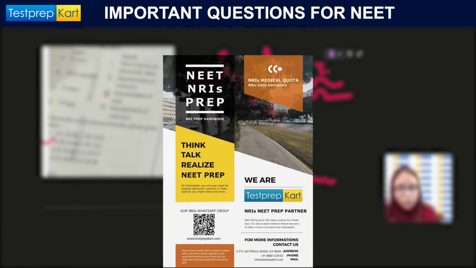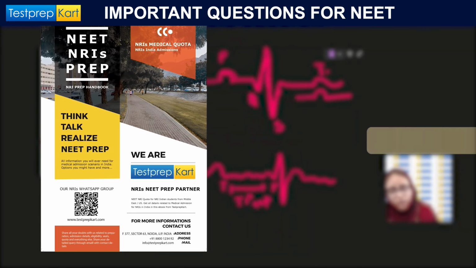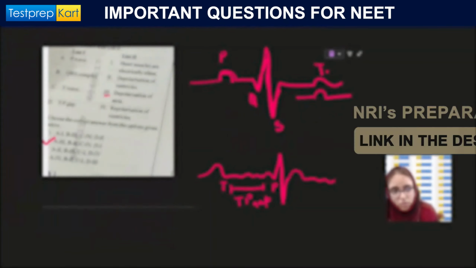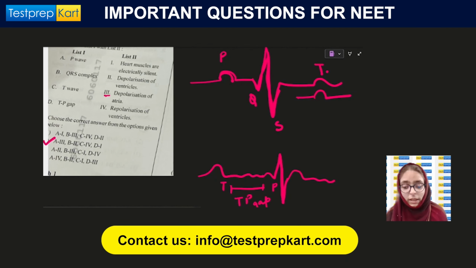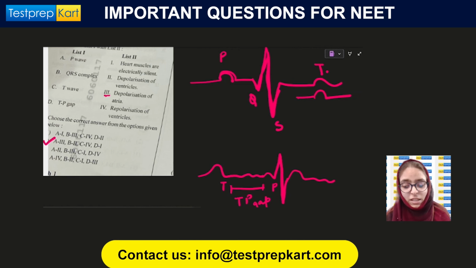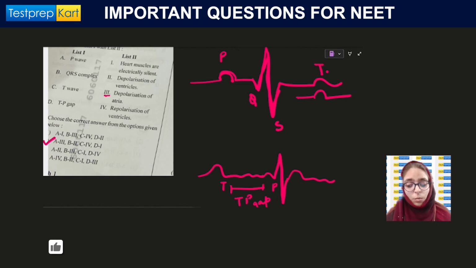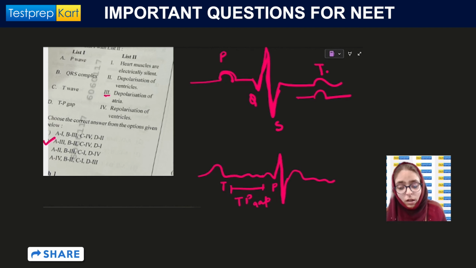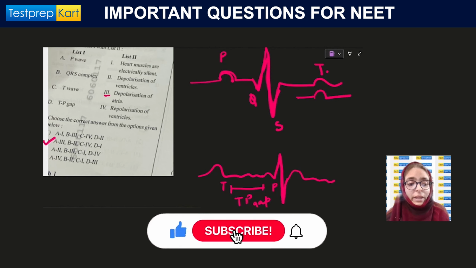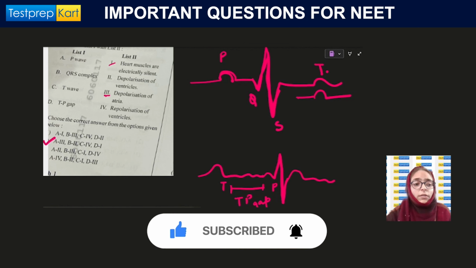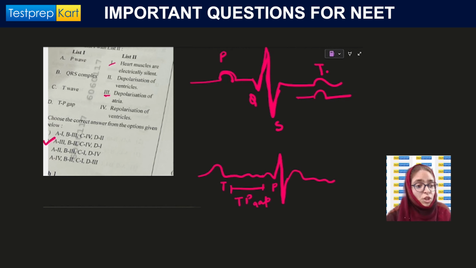This TP gap, we can say, represents the electrical line. When we go through the ECG, the portion of the ECG from the end of the T wave to the beginning of the P wave is called as TP segment, and it is when the heart muscles are electrically silent. So according to option number B, D1 is correct. So for this question, our correct option will be option number B.